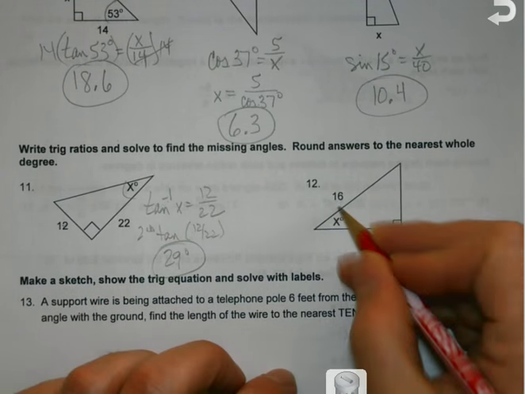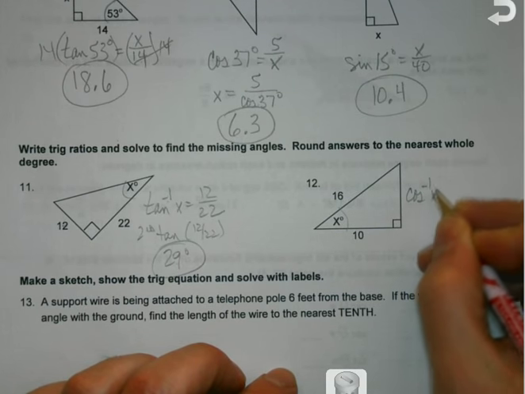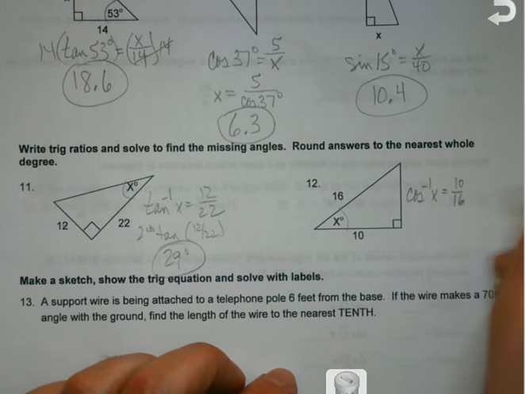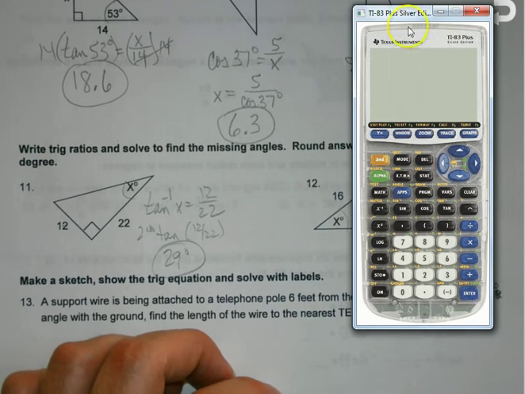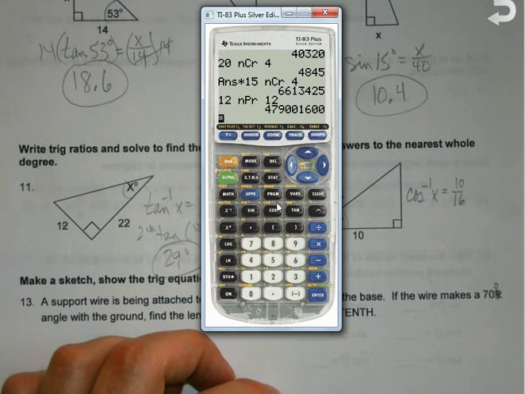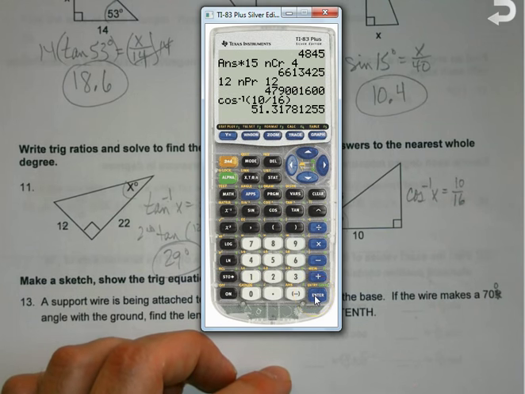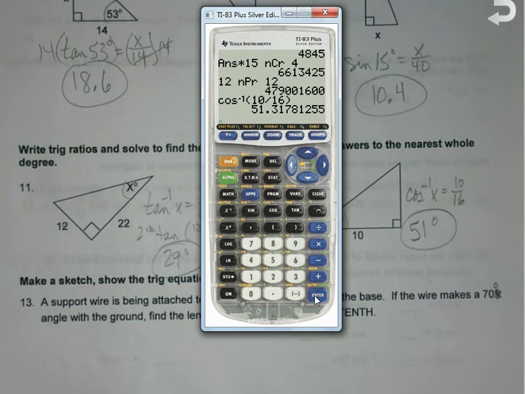We get to this next one. I got adjacent over hypotenuse, which would be the cosine. And again, just to show you, I'll do it on one just to make sure that we're okay here. So again, we're in degrees. Do second cosine, that's why I put my little -1 in there to remind me. With an angle, I have to do the inverse. And again, if we're going to the nearest whole degree, it's going to be 51.